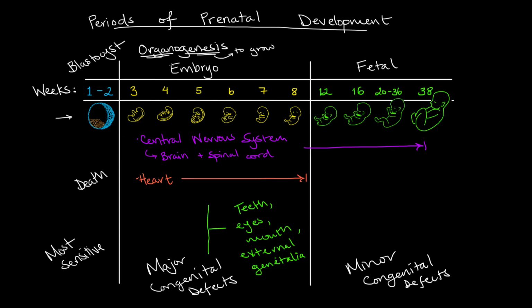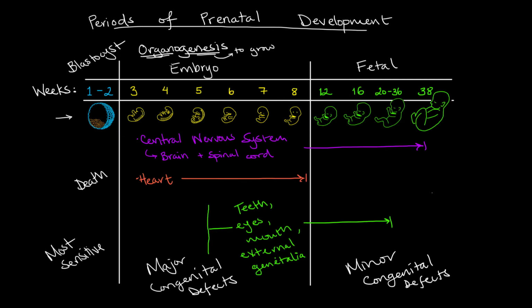They develop later in this embryo period and continue to develop in the fetal period. But again, they stop developing pretty early on. They'll continue to grow, but their development is largely done before full term. And so again, they're most resistant to teratogens late in pregnancy and more sensitive to them earlier in pregnancy.